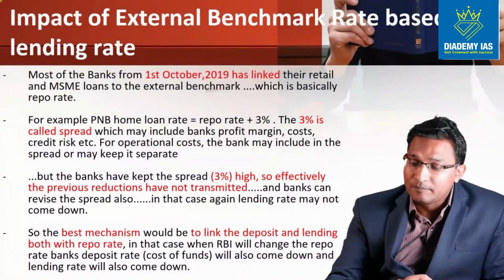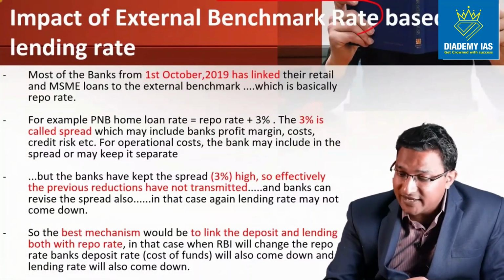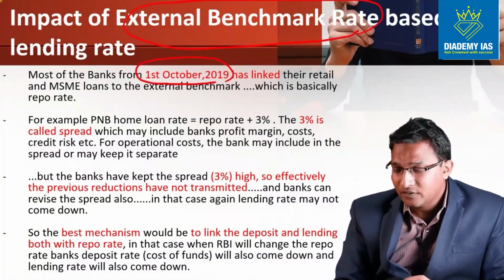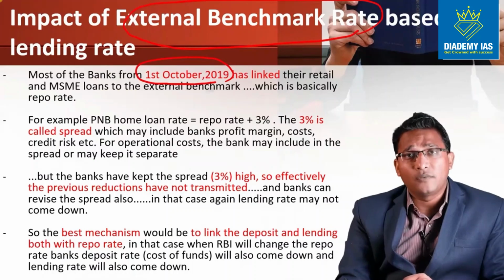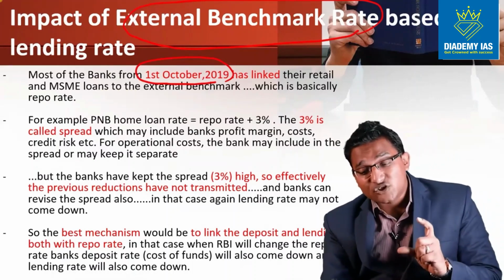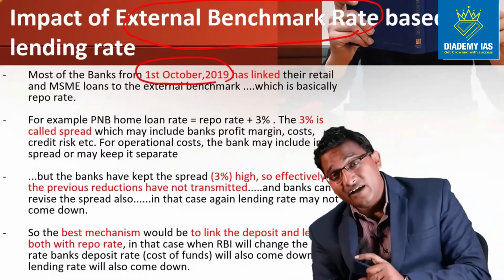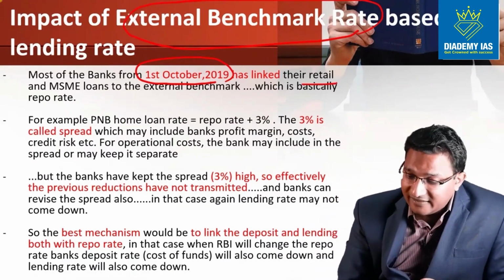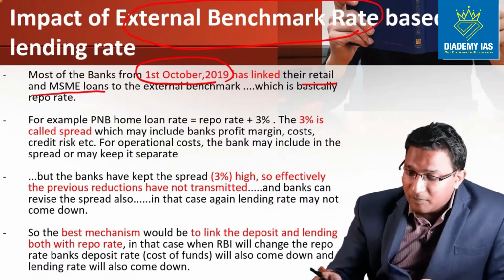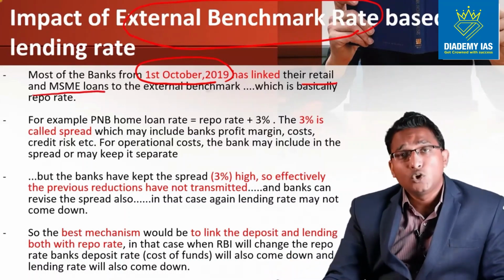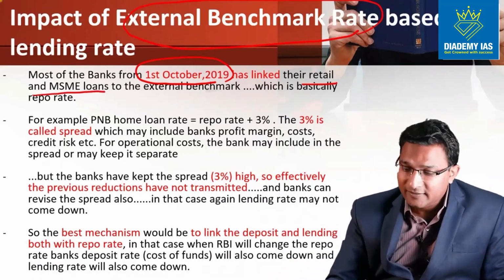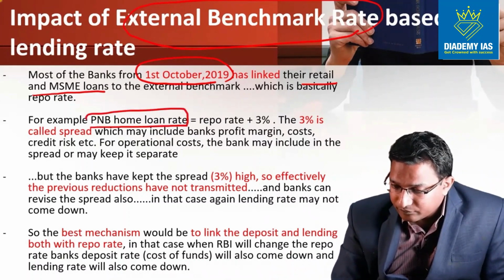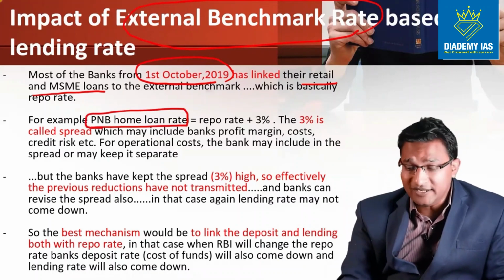Impact of external benchmark rate based lending rates. Since October 1, 2019, in India, we have adopted this external benchmark rate based lending rate for selected sectors. For sectors like retail and MSME loans, the banks are under compulsion to link it with the repo rate. For example, the home loan. Home loan is part of the retail loan only.